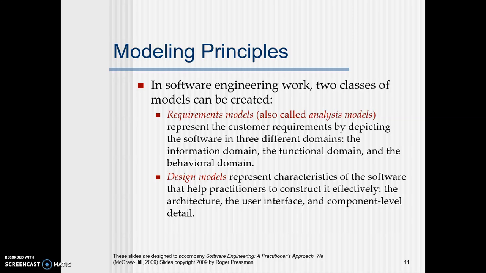So now in requirements modeling, requirement models represent the customer requirements by depicting the software in 3 different domains. First is the information domain, which deals basically with the information. What information is needed for this software that is being developed. Then we have the functional domain. Now the functional domain has to do with the functions of this software.